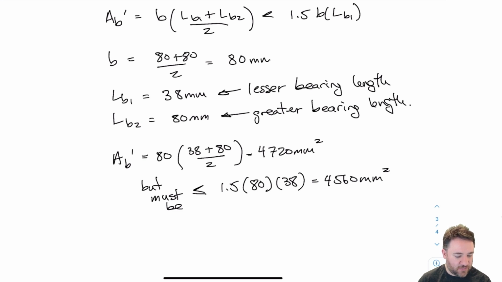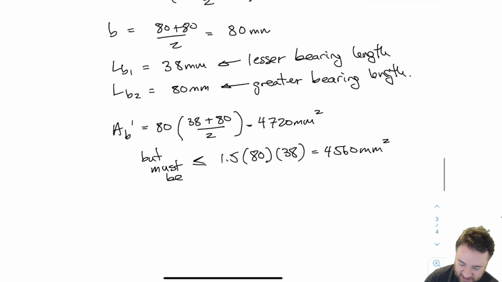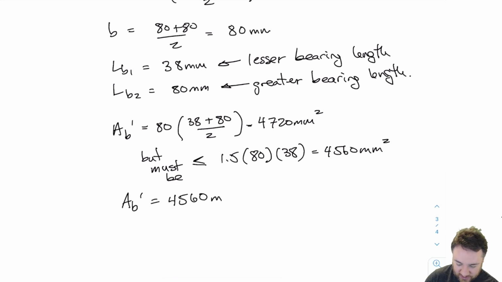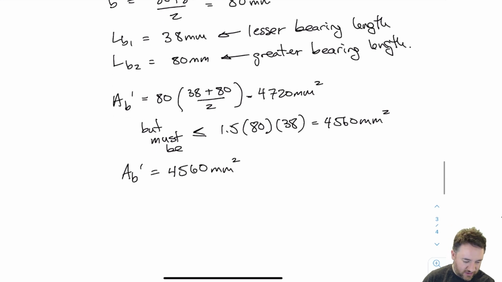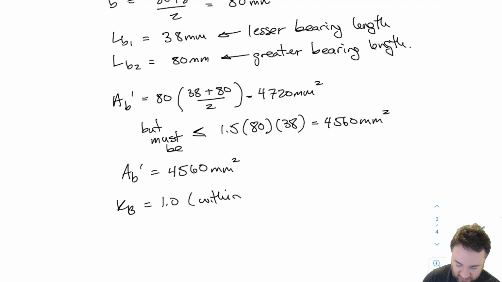So 4560 is smaller. This is one of those cases where the number is a cap. Doesn't mean I have to change my design, but it does mean that I have to consider that AB prime is 4560, which is the lower number out of those two. So I'm only allowed to consider 4560. So there's some area of my longer bearing length that I'm just considering as not even there for the purposes of calculating the squeezing bearing resistance, the effective loads applied near a support. Okay, so now KB is 1.0. Why? Because we are still within 75 millimeters of the end.